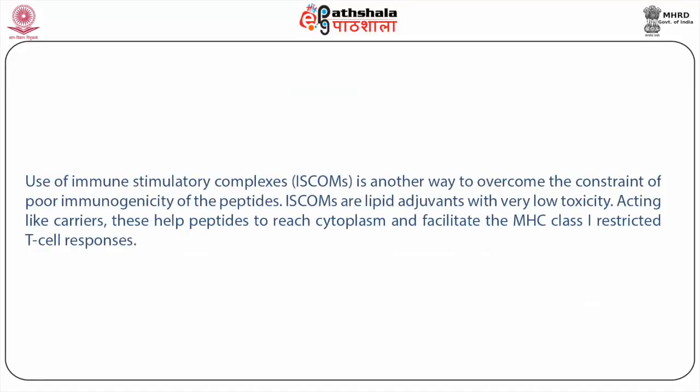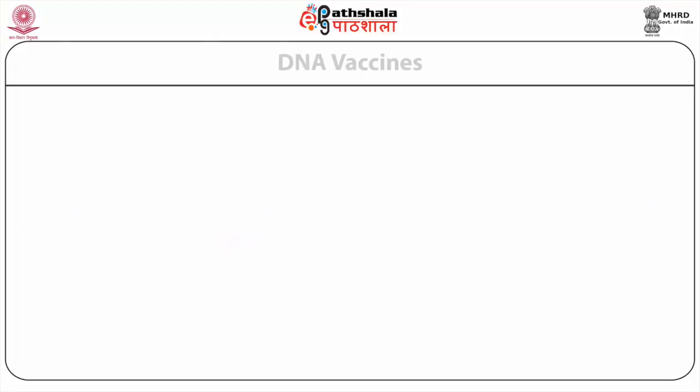Use of immune stimulatory complexes (ISCOMs) is another way to overcome the constraint of poor immunogenicity of the peptides. ISCOMs are lipid adjuvants with very low toxicity. Acting like carriers, these help peptides to reach the cytoplasm and facilitate the MHC class I restricted T cell responses.